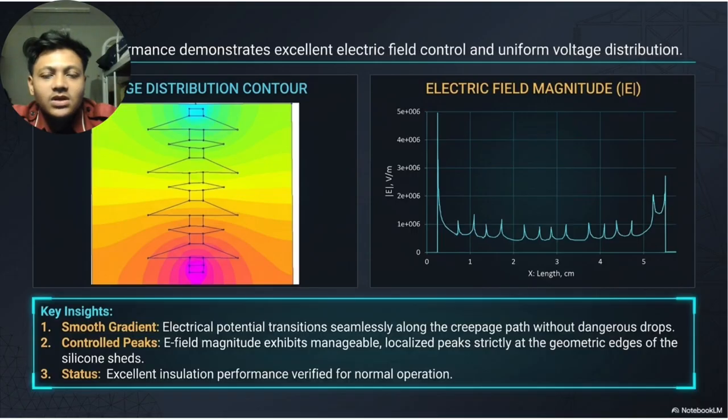Next, for clean condition. Under clean conditions, the voltage distribution is smooth and uniform. Although the electric field is slightly higher near the shed edge, the values remain within an acceptable range. This indicates good insulation performance during normal operating conditions.